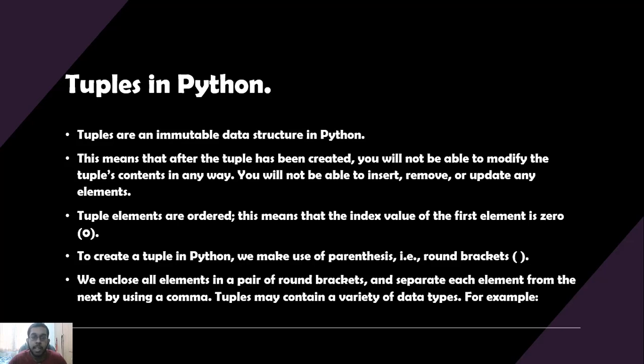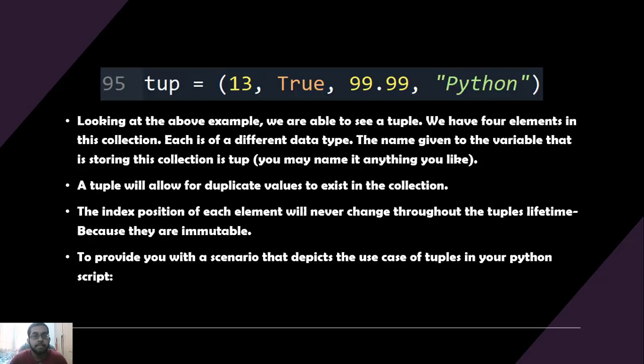To create a tuple in Python, we make use of parentheses, that is, round brackets. We enclose all elements in a pair of round brackets and separate each element from the next by using a comma. Tuples may contain a variety of data types. For example, tup = 13, True, 99.99, "Python".